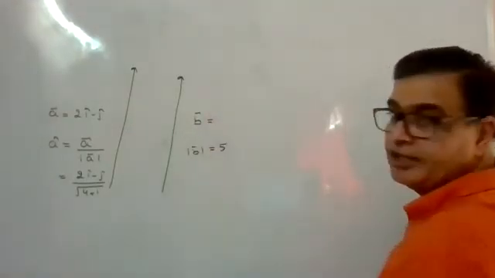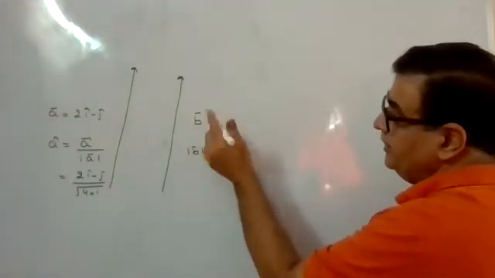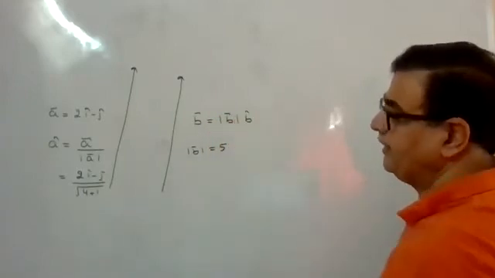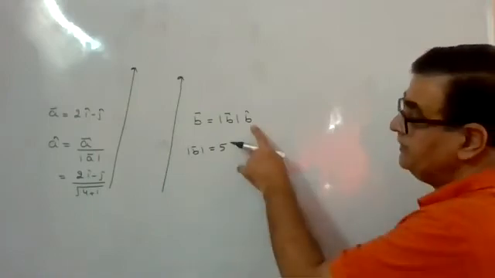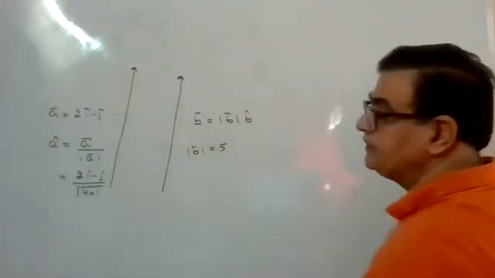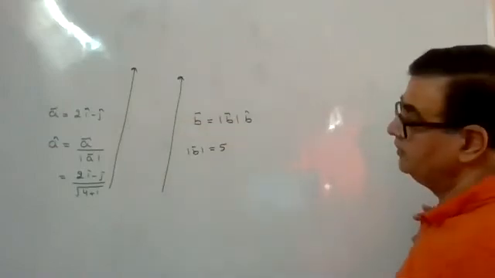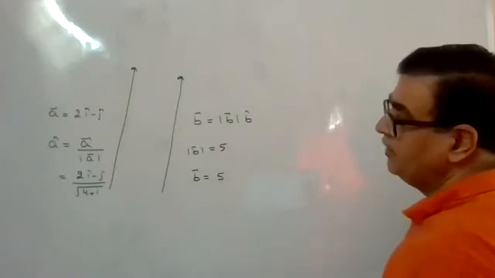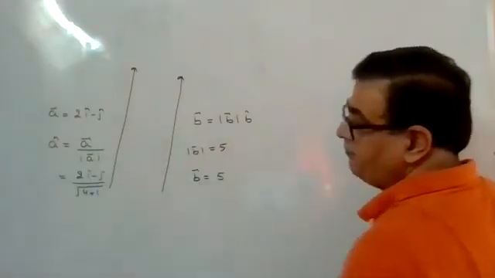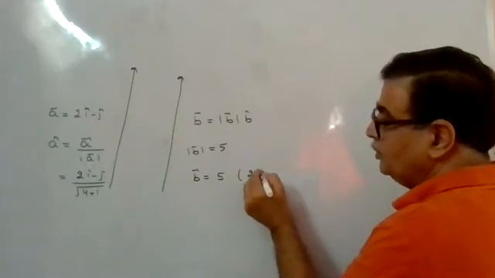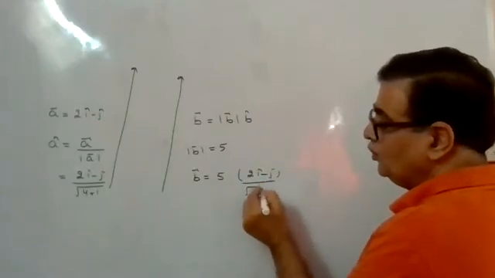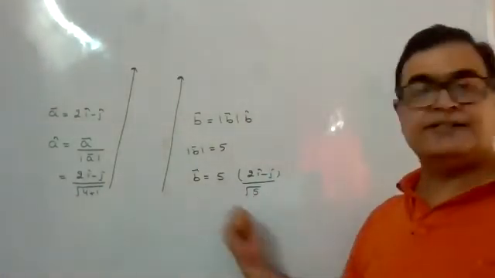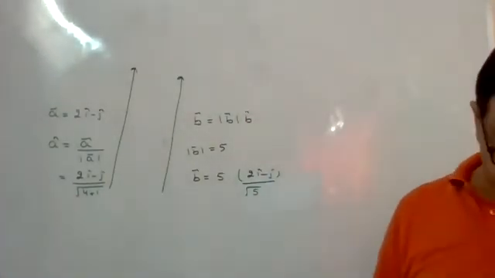Now I want the vector b. Vector b is its magnitude times its unit vector. This unit vector and that unit vector have to be the same because they are parallel. So what is the b vector now? Its magnitude is 5 and b cap is the same as a cap, so it will come out to be 5 times 2i minus j by root 5. Root 5 can cancel out, and you will get your answer.